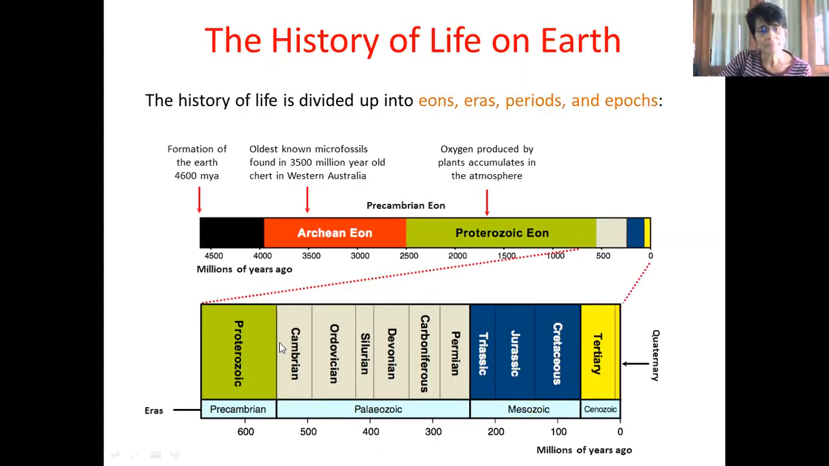Okay, so here's another diagram. From 4,600 million years ago, the beginning of the Earth, microfossils were found dating to 3,500 million years ago in Western Australia. It's quite hard for bacteria to fossilize because they don't have any hard parts, but they have found these fossilized bacteria in Western Australia. And we know that oxygen was produced by simple unicellular bacteria-like organisms that photosynthesized round about 1,700 million years ago. And then they've taken this portion and expanded it.